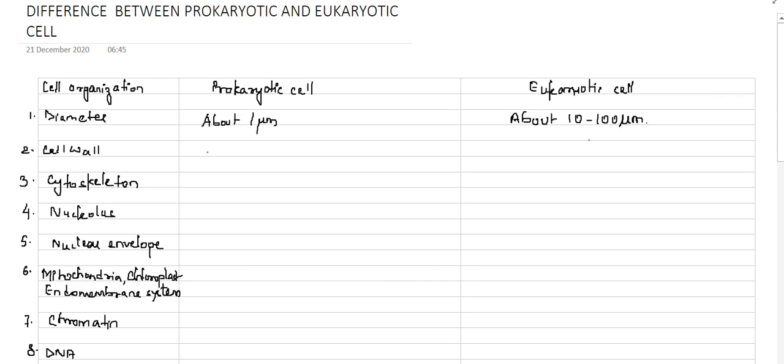Next is cell wall. Prokaryotic cells are mainly non-cellulosic, but some bacteria have a cell wall. Okay. Next is eukaryotic cells. They are cellulosic in the case of fungal cells and plant cells.